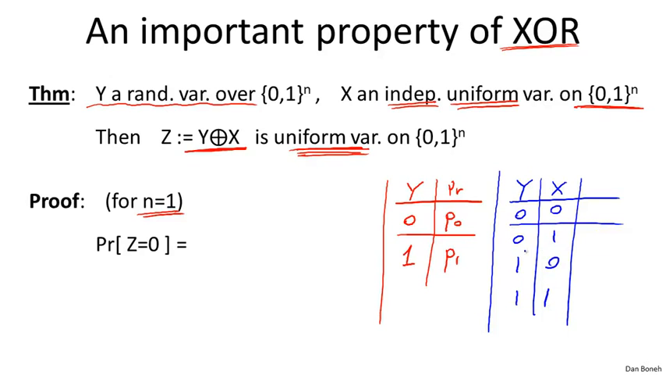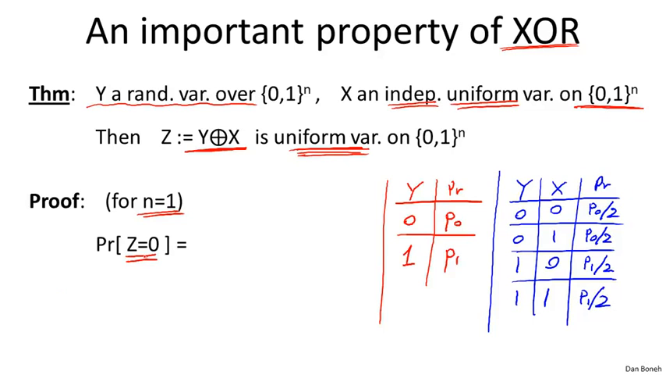Because we assume the variables are independent, all we have to do is multiply the probabilities. The probability that y is equal to 0 is p0. The probability that x is equal to 0 is 1/2. So the probability that we get 0, 0 is exactly p0 over 2. Similarly, for 0, 1, we'll get p0 over 2. For 1, 0, we'll get p1 over 2. And for 1, 1, the probability that y is equal to 1 and x is equal to 1 is p1 times the probability that x is equal to 1, which is 1/2. So it's p1 over 2. Okay, so those are the 4 probabilities for the various options for x and y. Now let's analyze the probability that z is equal to 0.